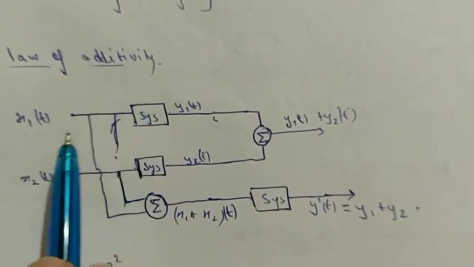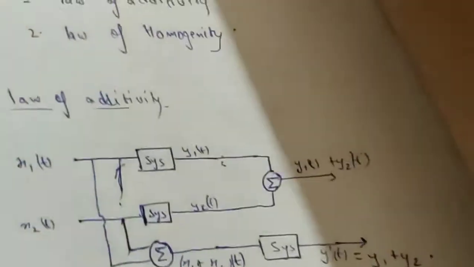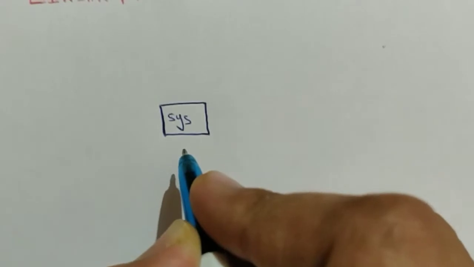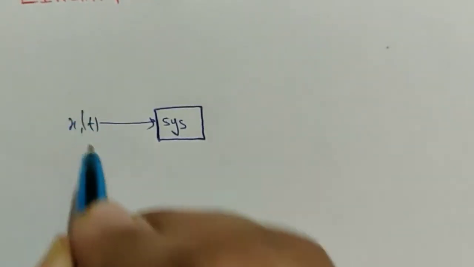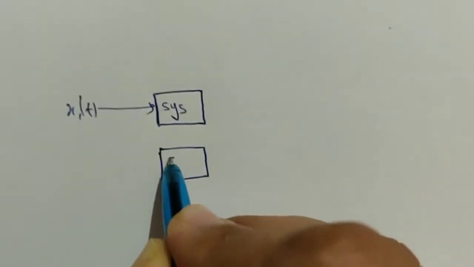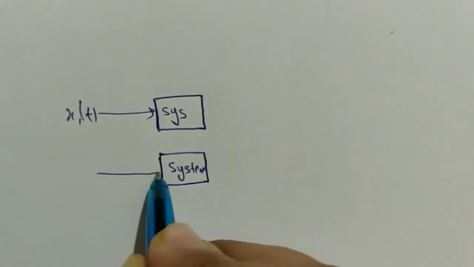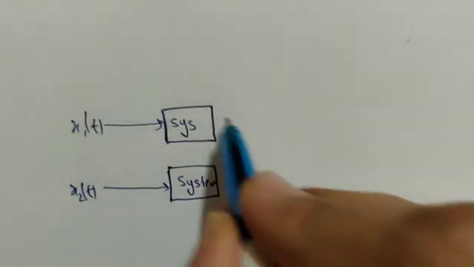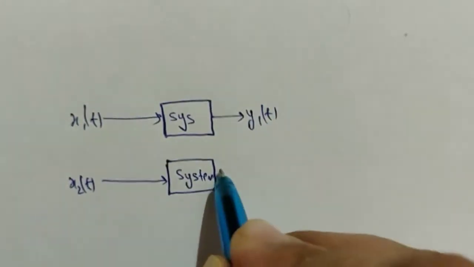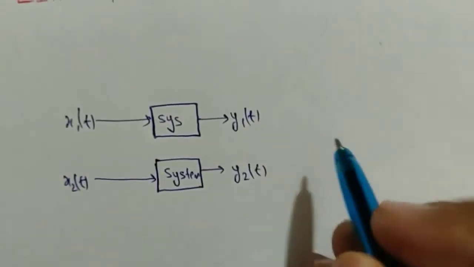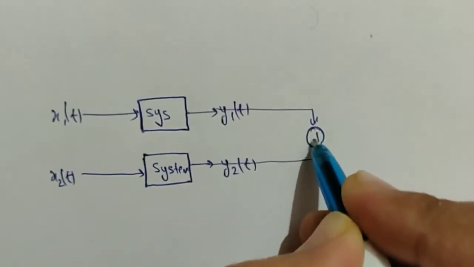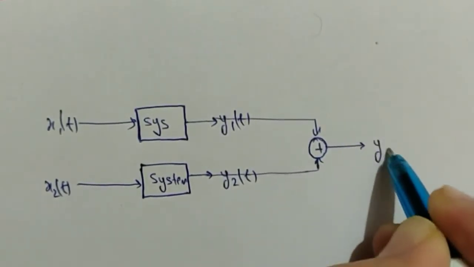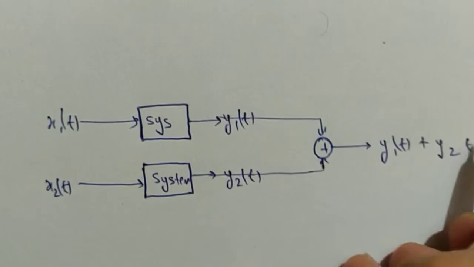Okay, so law of additivity says, suppose I'll teach you differently. Suppose you have a system. Suppose you apply an input x1 of t to the system, and suppose this is also the same system. They both are the same system. Suppose you apply an input x2 of t to this system. The output received in the first system is y1 of t, and the output received in the second system is y2 of t. If you add these two outputs, the output which you will get is y1 of t plus y2 of t. So this is one case.